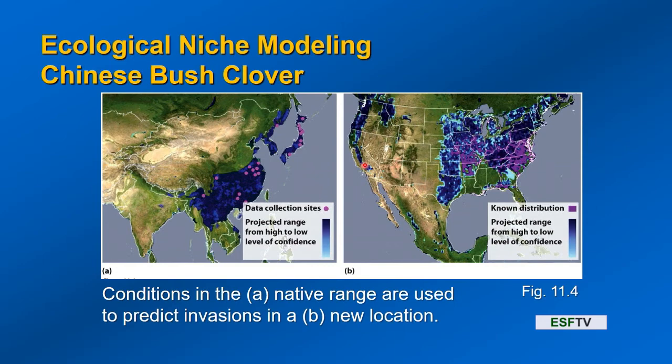Anyway, that's ecological niche modeling, and one can use this to avoid invasions. With this information, they might have said, okay, gardeners, you're not allowed to plant the Chinese bush clover because we don't want it to invade. Okay.